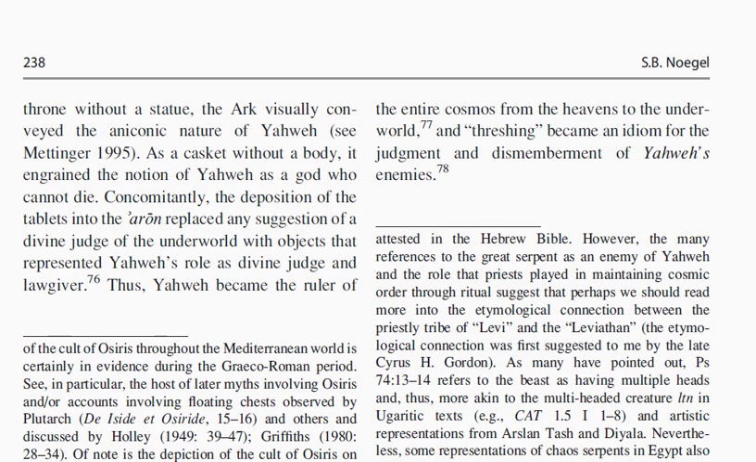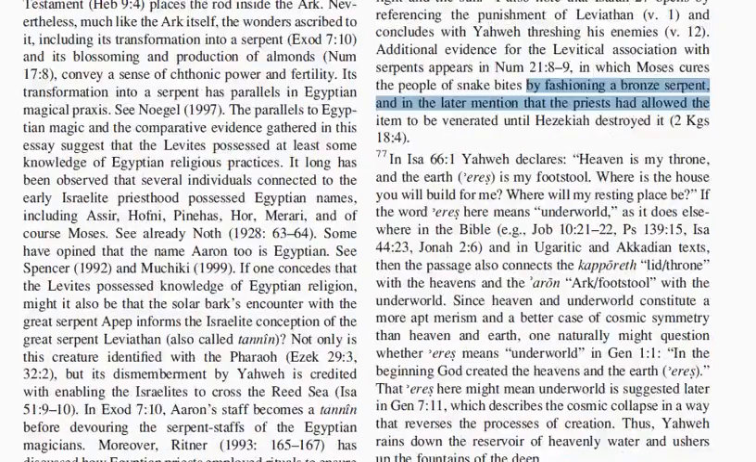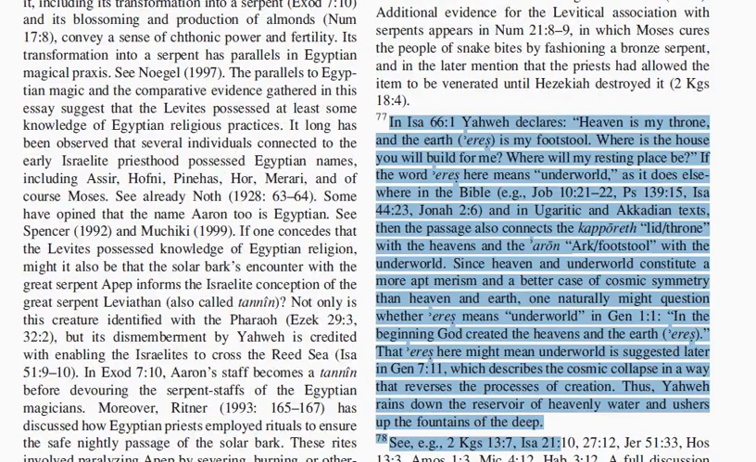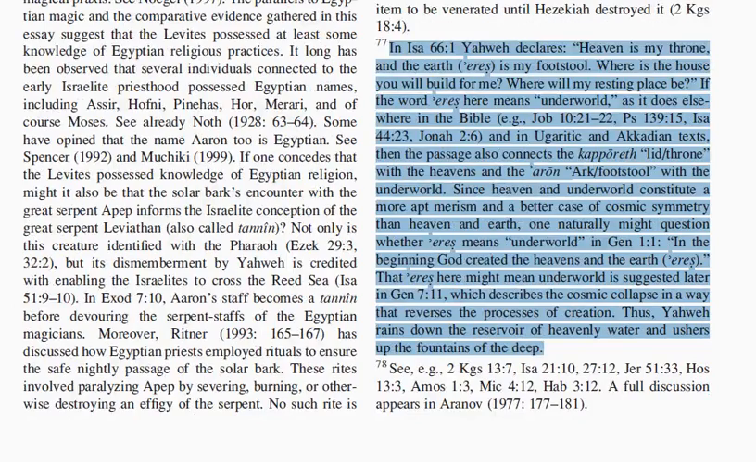Thus, Yahweh became the ruler of the entire cosmos from the heavens to the underworld. In Isaiah 66:1, Yahweh declares, "Heaven is my throne, and the earth is my footstool. Where is the house you will build for me? Where will my resting place be?"